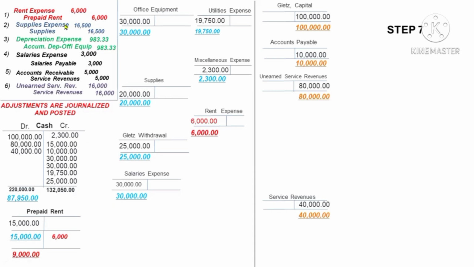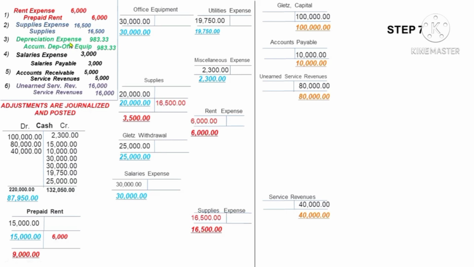Next is we have the debit supplies expense 16,500 and credit supplies of 16,500. But since we don't have any T account for supplies expense, so let's make one. So we have here the supplies expense 16,500 and the total is 16,500. And don't forget the credit supplies of 16,500. So we have here the supplies already. So you just need to credit the 16,500 and the 20,000, the previous balance minus the credit of 16,500, the supplies is now 3,500. And of course we have the third one, the depreciation expense and the accumulated depreciation.